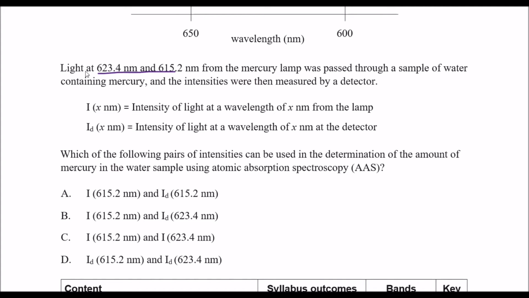So in essence, I need to use a light source emitted of 2 or 623 and detector of 623, or a light source of 615 or a detector of 615. So the answer here is A. Okay, let's move on to question 5.